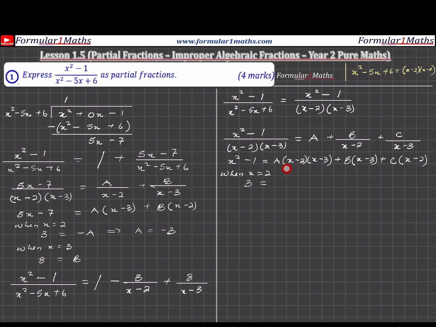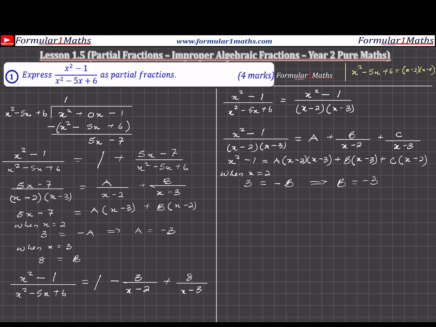Then for the right-hand side, the whole of this term will be eliminated because 2 minus 2 will be 0. And so will this term be eliminated because 2 minus 2 is 0. So I'll be left with only this term. And here, 2 minus 3 is minus 1. So I have minus b on the right-hand side. So this implies that b is equal to minus 3.